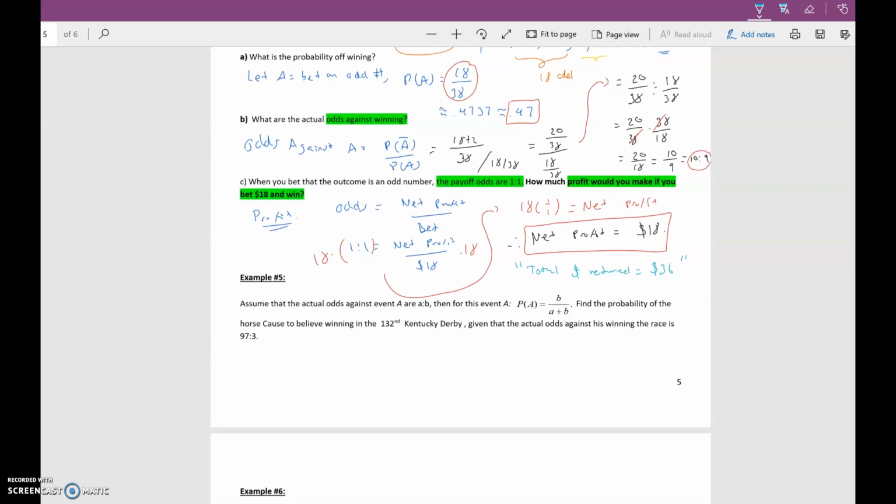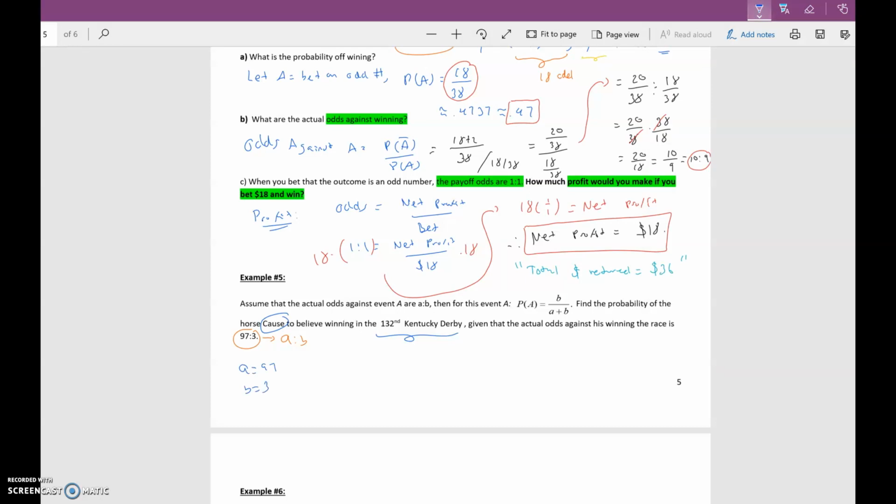Okay, let's take a look at example 5. Some problems are going to give you a formula that they want you to evaluate. They're a little bit tricky because, like in this case, Cost is the name of the horse. They're giving you information about the race and other information that is not needed. The only portion that you need here is the definition of, in this case, the odds. So this is always A to B, which means that A is equal to 97, B is equal to 3.